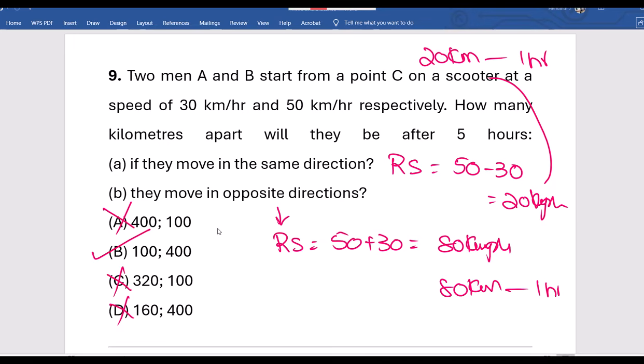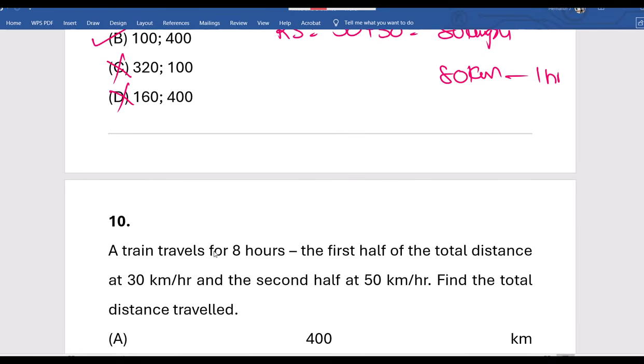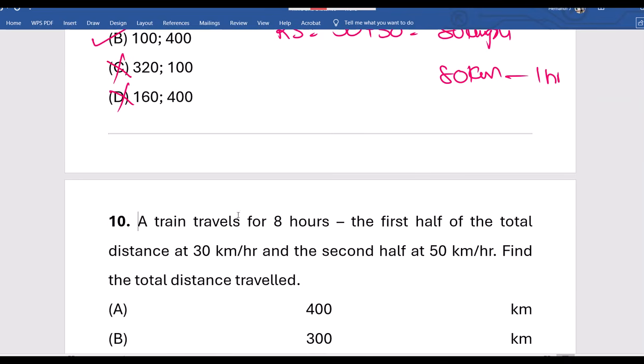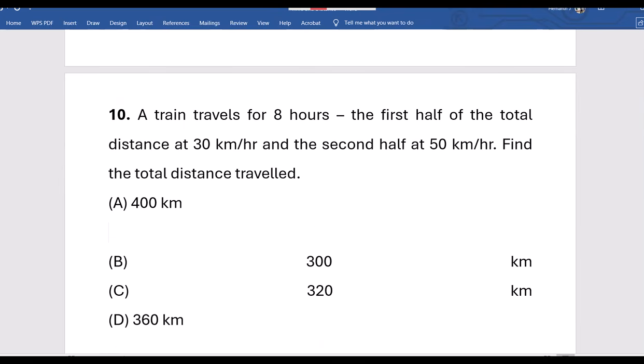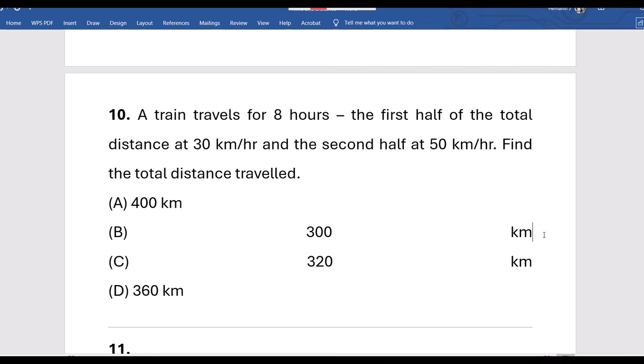So 100 and 400, I hope you understand. This is a very basic question related to relative speed concept. Clear? Shall I go for next? Now see this question. A train travels for 8 hours. First half of the total distance at 60 km per hour. Second half at 50 km per hour. What is the total distance?